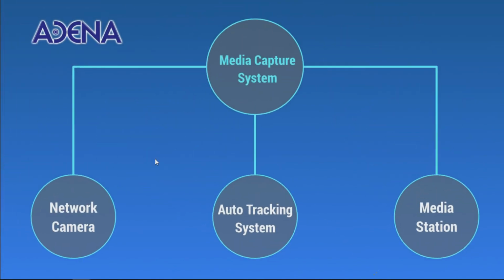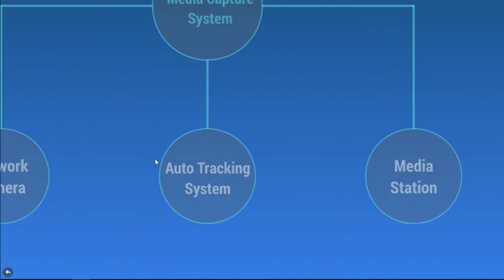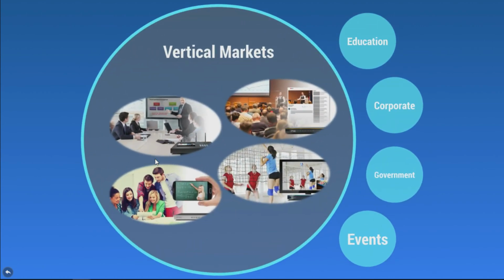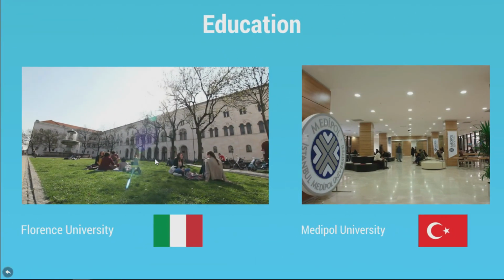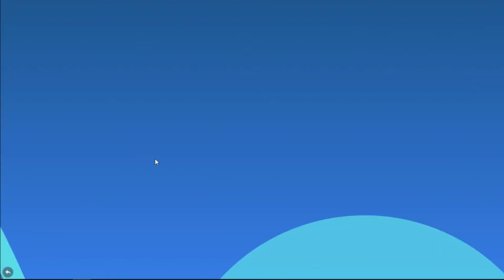Then let me tell you where you can use this solution. Basically, we have different vertical markets. The main vertical markets where we are used are education, corporate, governmental, and events. In education, we have been used in many places that cannot all be shown on one screen. So I'm just showing you, in this case, Florence University and Medipol University.